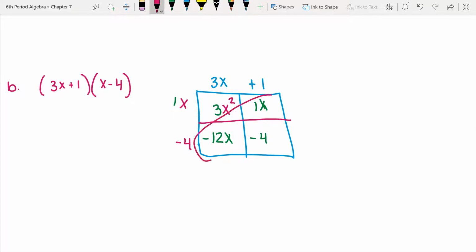I tend to just look at the diagonal because that's easy for me to spot. I see that they are like terms because they are both just 1x. What I mean by 1x, I mean it has just an exponent of 1.